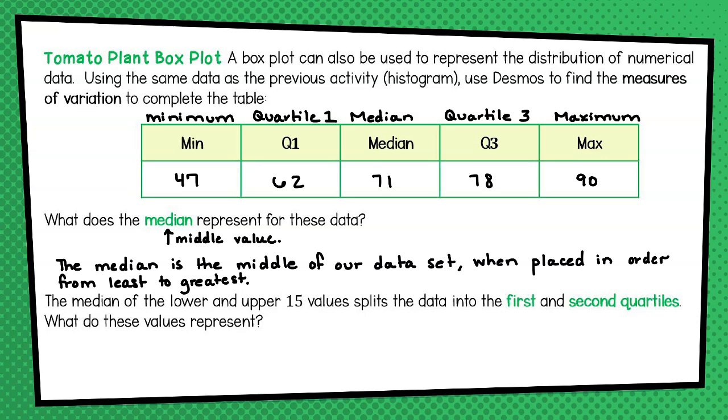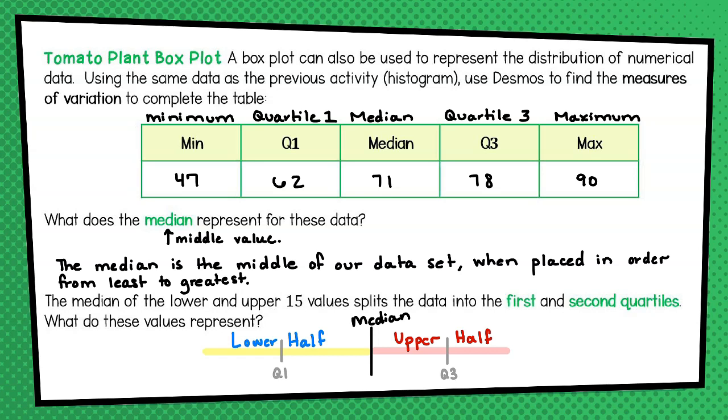The next section says the median of the lower and upper 15 values splits the data into first and second quartiles. What do these values represent? Well, the median is the middle of the data set. This means over here on the left-hand side we have the lower half of our data, and over here on the right-hand side we have the upper half of our data. Quartile 1 literally splits the lower half of the data set into two halves itself. It also serves as the median of the lower half of the data set. We could think of quartile 3 similarly. Quartile 3 is the median of the upper half of the data set.